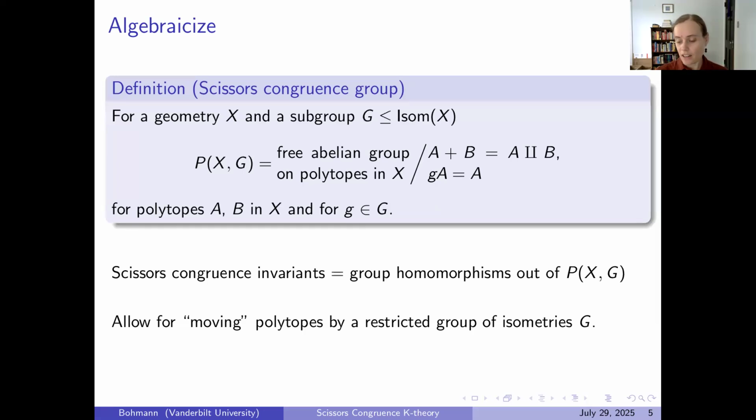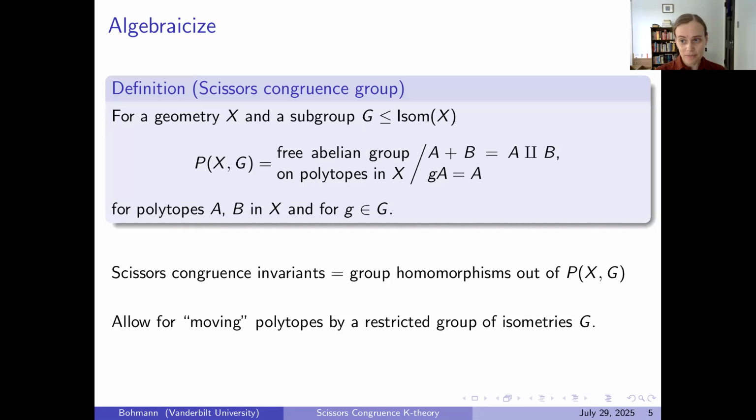And for that, I define a slightly more general scissors congruence group, P of X, G, where now, again, I'm taking the free abelian group on the polytopes in X. I'm modding out by the disjoint union relation. And now, instead of modding out by the action of all isometries, I just mod out by the action of the isometries in my chosen subgroup of the isometry group of X. So, again, the kinds of G's we're going to be interested in are often things like translations, maybe the orientation preserving isometries, something like that.